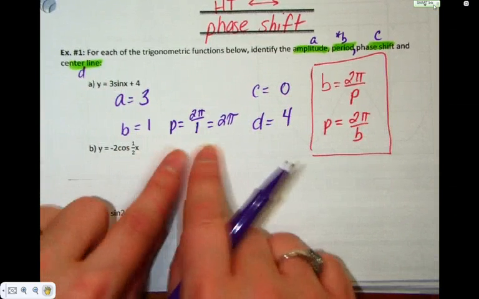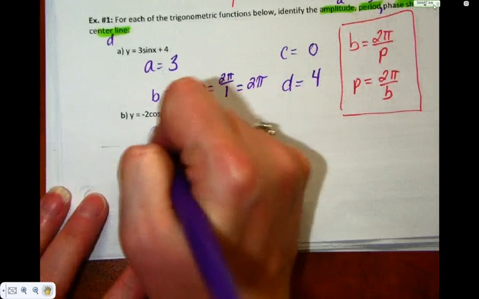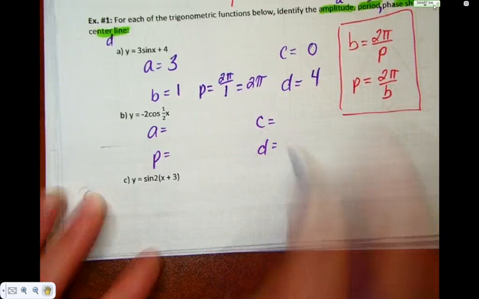Okay, so the other 3 you can pick right from the equation. B, you just have to do a little bit of work because they're not quite equal to each other. Okay, same thing here, amplitude, period, phase shift, and center line.